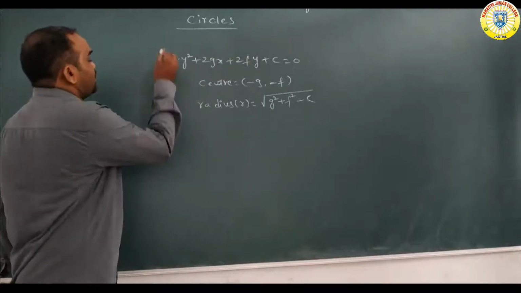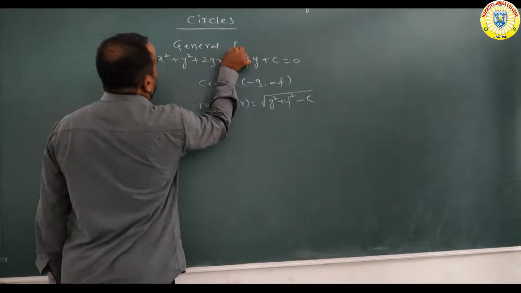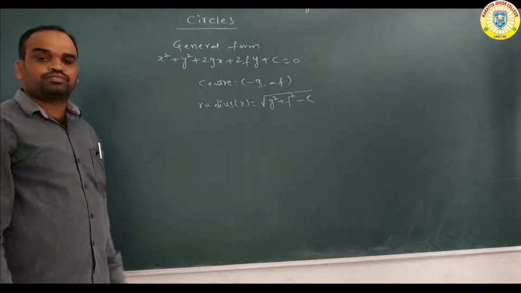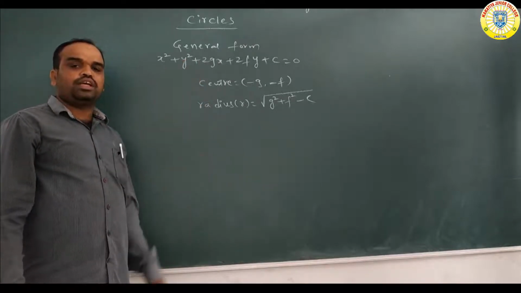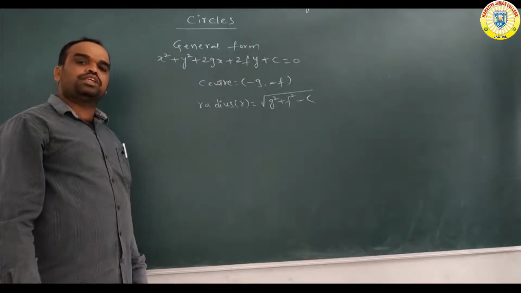This is called the general form of the circle equation. General form is nothing but సాధారణ రూపం. ఓకేనా? సాధారణ రూపంలో వృత్త సమీకరణం x square plus y square plus 2gx plus 2fy plus c is equal to 0.